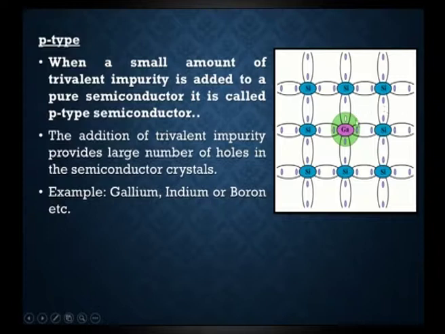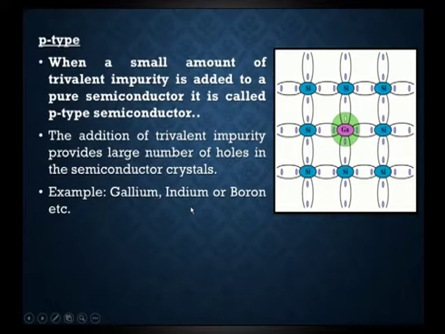The impurities that we add which create an extra hole are called acceptor impurities, because it creates an atom which is able to accept an electron. That is why it is called an acceptor impurity. Here gallium is an acceptor impurity. The trivalent atoms that can be added for the P type material are gallium, indium or boron. These are trivalent impurities or acceptor impurities that can be added to a pure semiconductor.